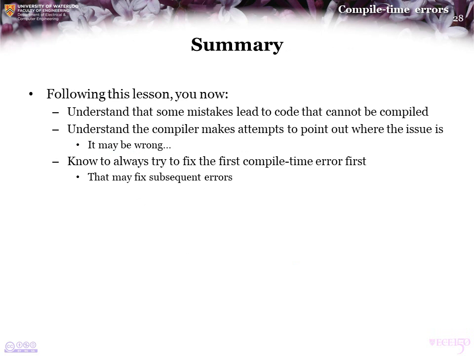All right, following this topic, you now understand that some mistakes lead to code that cannot be compiled. You understand that the compiler attempts to point out where the issue is, but sometimes it may be wrong. However, you also know that you should always try to fix the first compile time error. First, don't try to look at any other error, because fixing the first error may fix also all the subsequent errors.